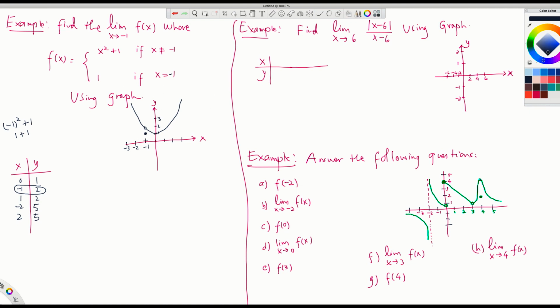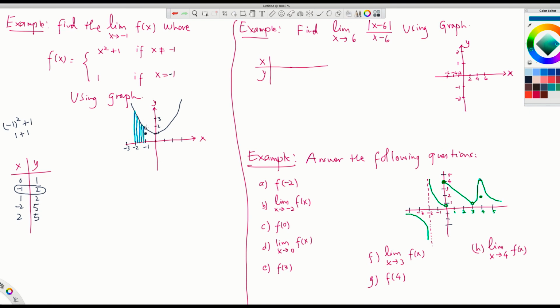So when you get close to -1 from the left side, what do you get? When you get close to -1 from the left side, the height will look like this. The height is like 5, right? At -2 it is 5. And then getting close to -1, very close to -1, the height is almost +2.